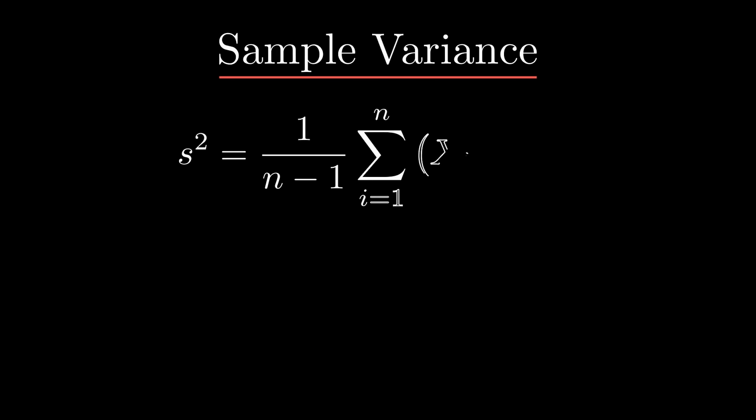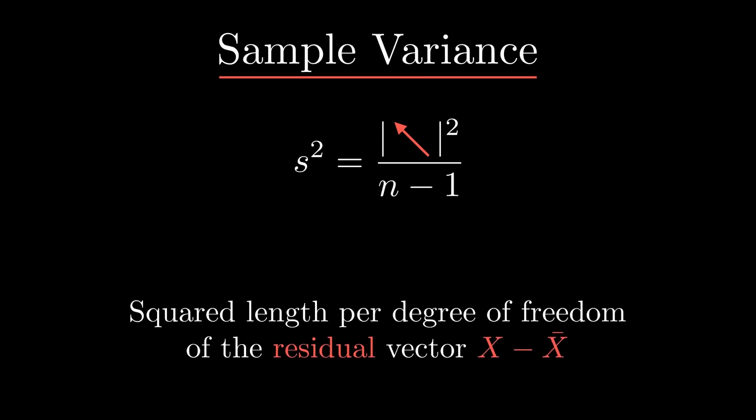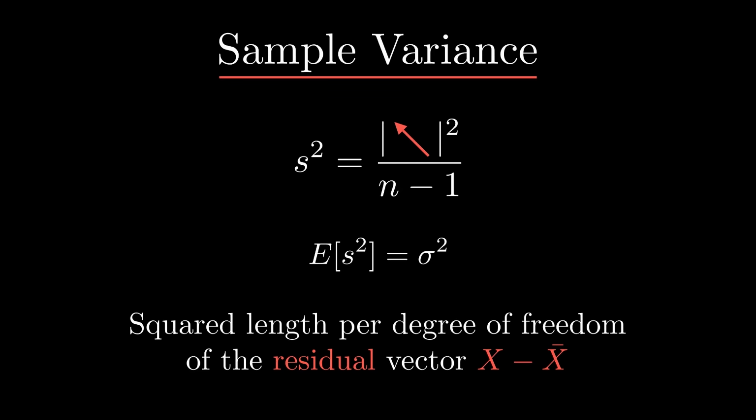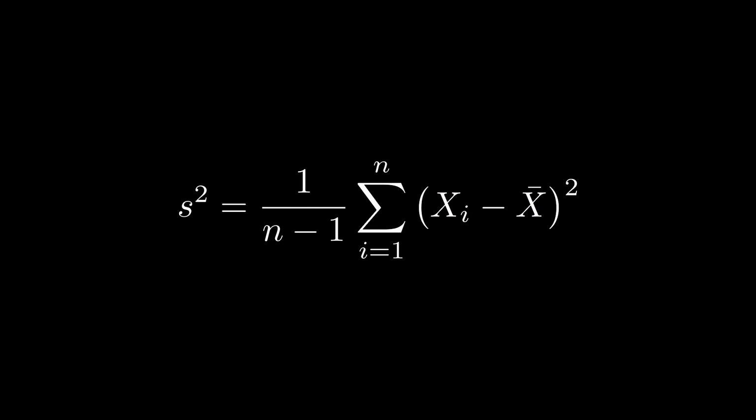Now, the statistic we've been the most interested in so far is the sample variance. In the previous chapter, we showed that the sample variance is the squared length per degree of freedom of the residual vector, and that its expected value is the variance of the underlying distribution, making it an unbiased estimator of the population variance. Since this is based on a vector length, it can be written as a quadratic form, and we want to write it in terms of x directly.